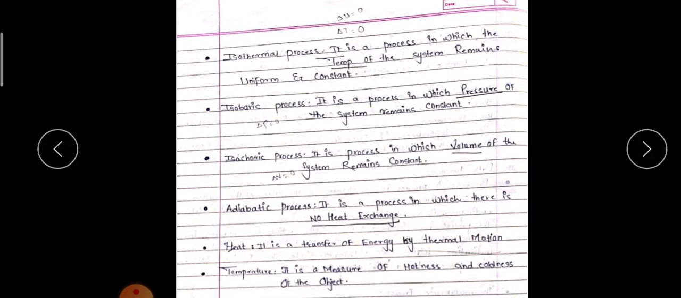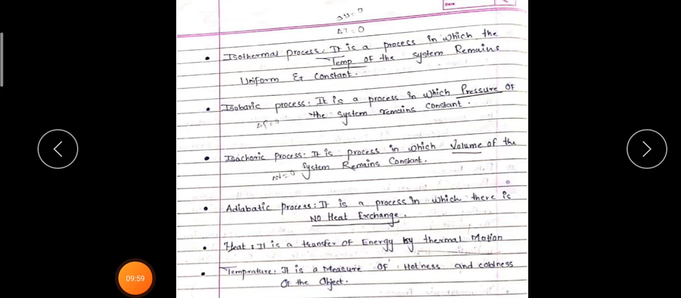Then isothermal process: dot dot is a process in which the temperature of the system remains constant. Also, isothermal process is the process in which the dot dot dot of the system remains constant. Options will be temperature, pressure, likewise volume.